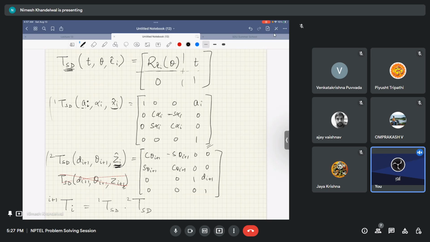Is there any problem in this, like why post multiply? Sir, can you please once explain why it is post multiplied? Yes. So why is it post multiplied?